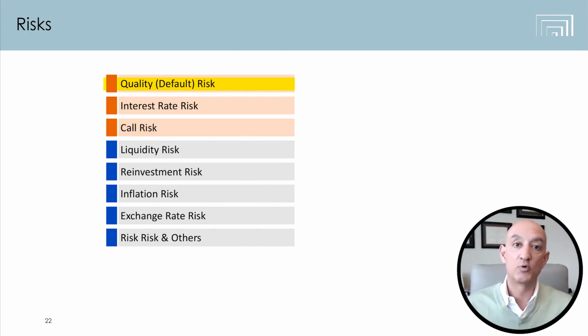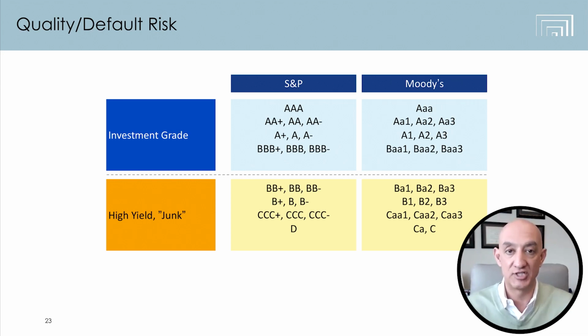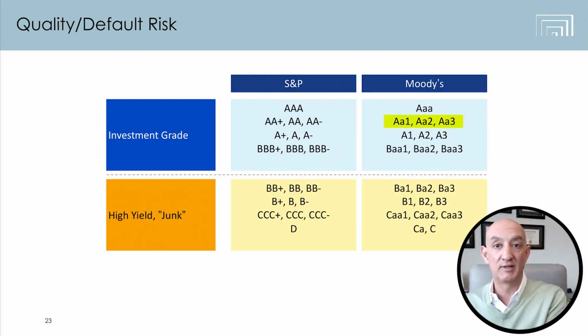So let's start with quality risk or default risk. There are primarily three companies that rate the quality of different bond issuers, and they're rating basically the balance sheet of the bond issuers. Those are Moody's, Standard & Poor's, and Fitch. I've shown you Moody's and Standard & Poor's ratings here. The highest quality is considered AAA by each of those entities. Then S&P goes into AA+, AA, and AA minus. The equivalent from Moody's is Aa1, Aa2, and Aa3.